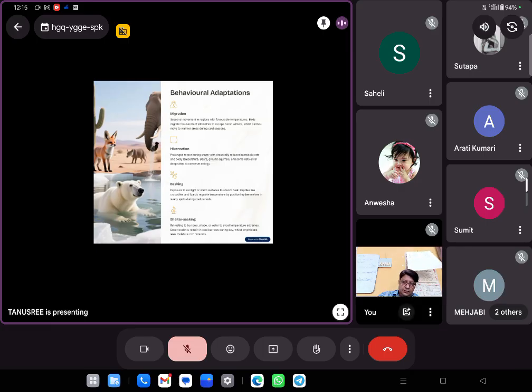Basking is common in reptiles, and shelter seeking in desert rodents. Hiding in burrows helps avoid overheating during the day. These behavioral strategies are simple but extremely effective.